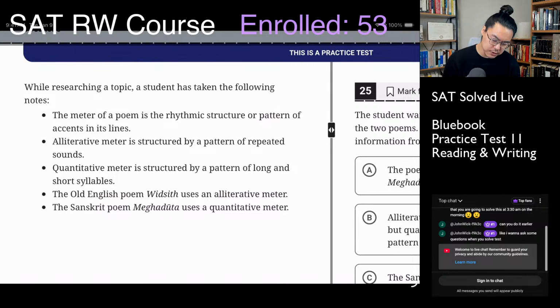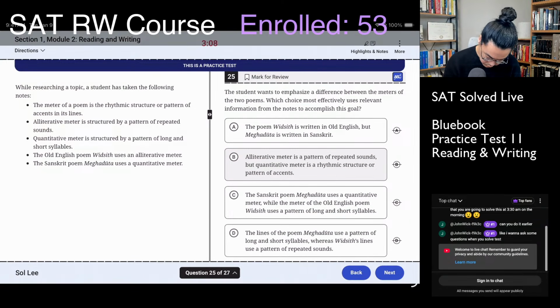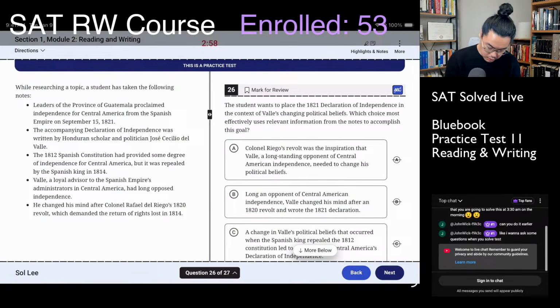The meter of a poem is the rhythmic structure. Okay, alliterative meter is repeated sounds. Quantitative is long and short, and Widsith and Megaduta. Widsith is alliterative. Widsith uses sounds. Where's Widsith? And Megaduta uses long and short. Okay, that is correct. All right.